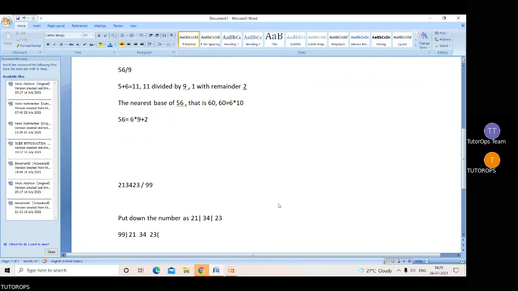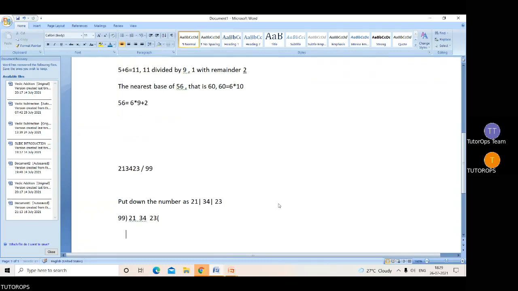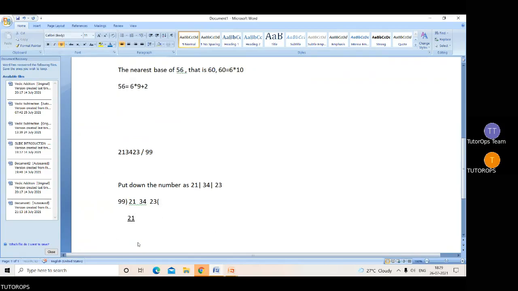Okay. What will be the second part? The second step was putting down the first part, right? So if we put down the first part, there will be 21. Yes. Now I am putting down the first part, that is 21. Okay. And what should we do next? We will add 21 to the middle part. The middle part is 34. Now we will add 21 to 34.